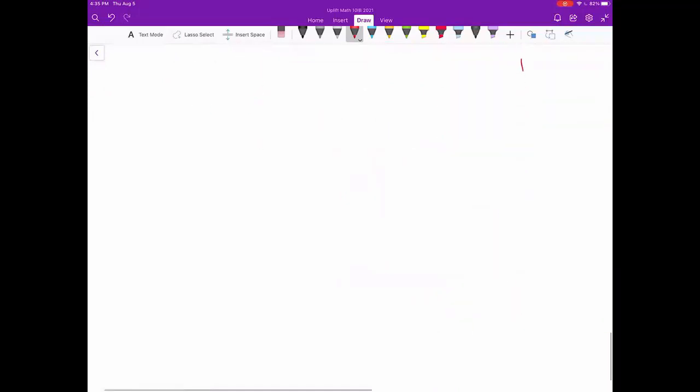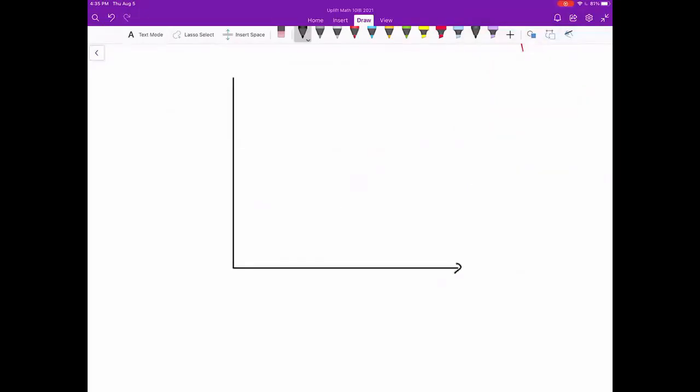I guess we could do some practice questions for them to decide if it's a function or not. Yeah, that's a good idea. Okay. So for this graph, classify it as either a function or not a function.